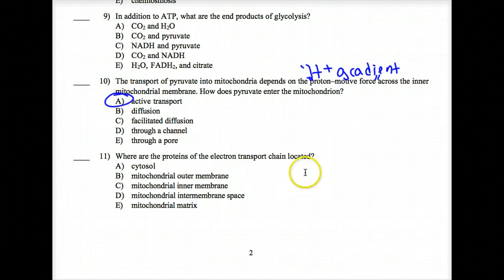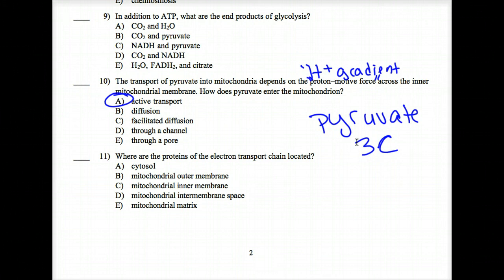Pyruvate is a 3-carbon sugar, right? So think about what you know about the cell membrane. I have a 3-carbon sugar, and I have to get it inside the mitochondria through a phospholipid bilayer. So how do you get anything that big in through a phospholipid bilayer? Through a protein channel. So it's not just going to go on its own. So you're going to either have to do facilitated diffusion or active transport. This says force, that implies energy. So let's go with active transport.